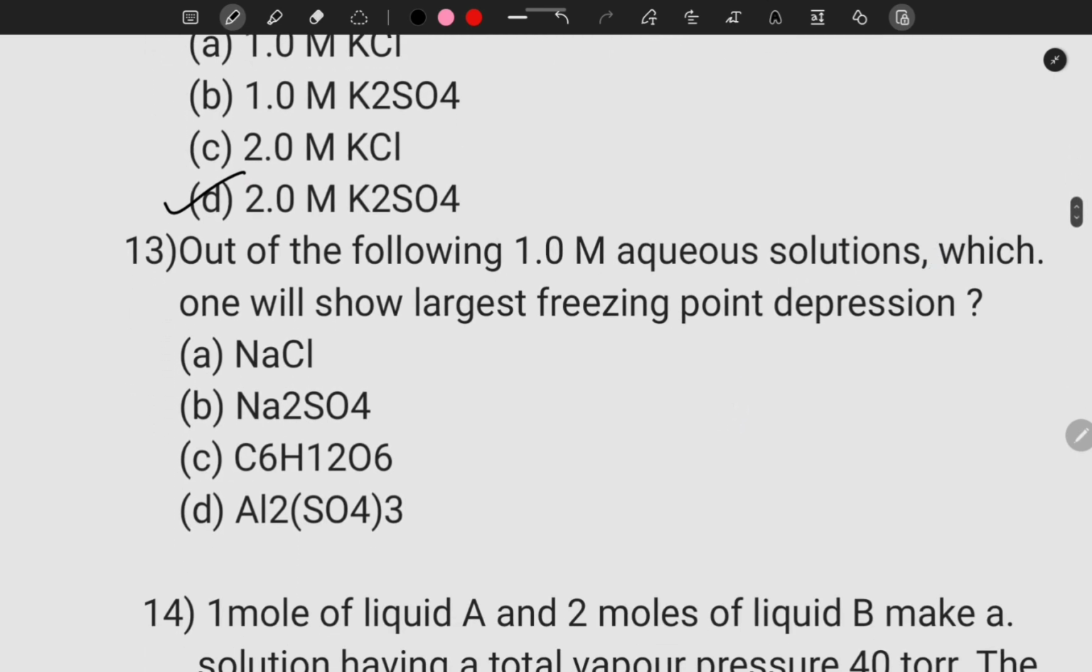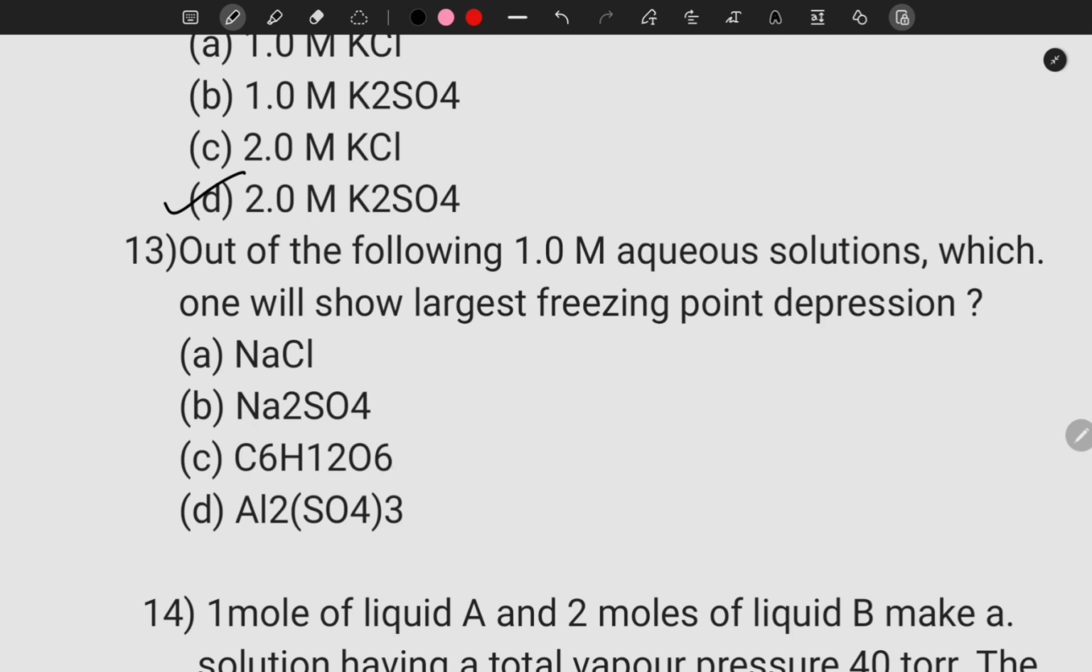Out of the following 1 molar aqueous solutions, which one will show larger freezing point depression? Colligative properties are properties which depend upon the number of particles. Here, if sodium chloride undergoes complete dissociation, the number of moles after dissociation will be 2 only, because it is split into Na plus and Cl minus. Whereas in Na2SO4 it is 3: 2 Na plus and 1 SO4 2 minus.